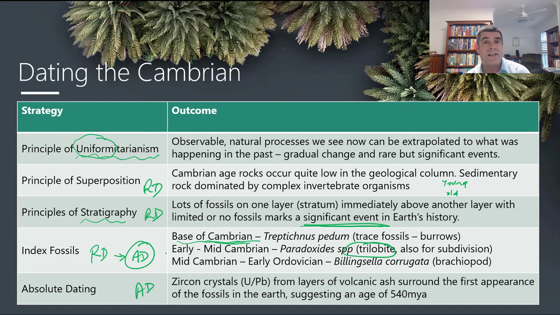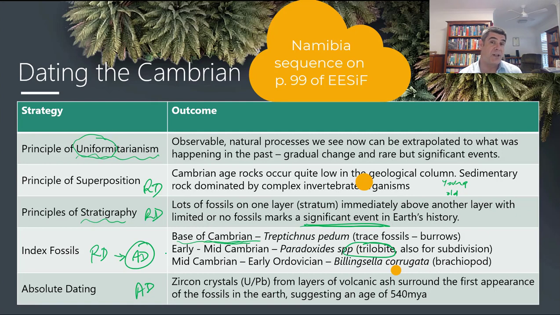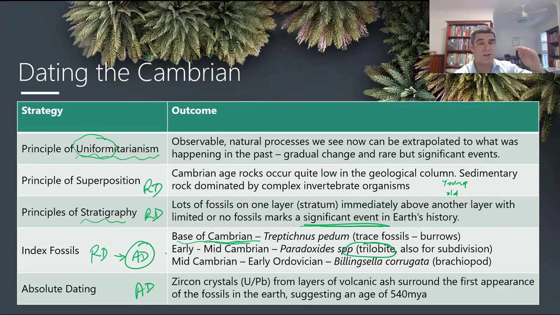And when we look, we can see some sequences, especially in Africa, where we found a couple of different ash layers that can be dated, and then some of these really important Cambrian fossils sitting between them. So that gives us a nice little date for the lower edge and also for the upper edge.